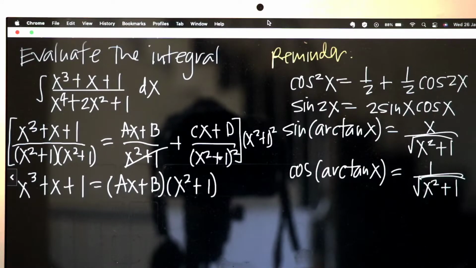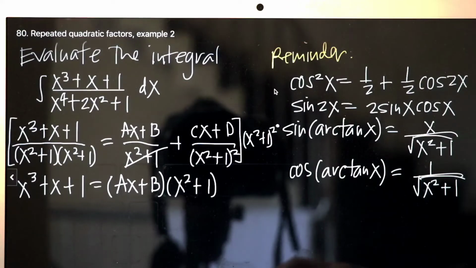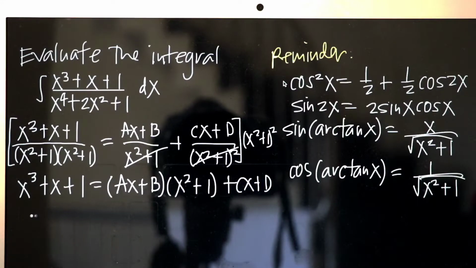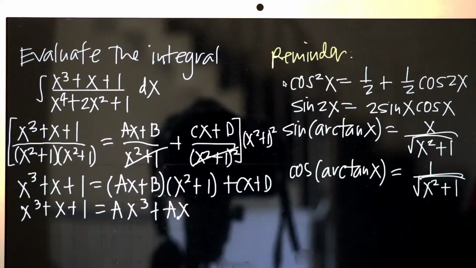Here, though, with this quotient, we have x squared plus 1 quantity squared in the denominator and x squared plus 1 quantity squared in the numerator, so both of those are going to cancel, leaving us with just cx plus d. Now we need to simplify the right-hand side by distributing this ax plus b across the x squared plus 1, so we're going to FOIL this out. So ax times x squared is ax cubed, ax times 1 is ax, b times x squared is bx squared, and b times 1 is b, plus cx plus d.